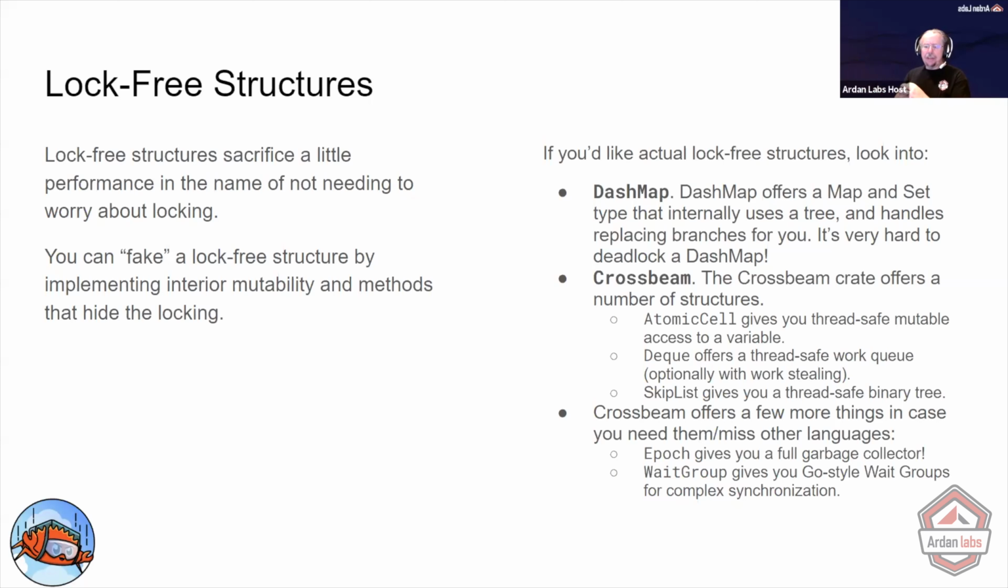The Crossbeam crate gives you pretty much all of the opt-outs that you might ever need if you are running into something really complicated. Obviously, I don't have time to write something hugely complicated in a 1-hour webinar, but AtomicCell gives you thread-safe mutable access to a variable. You just have to be careful with it. There's a thread-safe work queue, which is what Rayon uses for its work stealing system. There's a skip list, which gives you a whole binary tree that you can access concurrently between threads without needing to worry about locking. If you dig in deeper, you can emulate Go style wait groups. You can even use its epoch feature to add a full garbage collector to part of your program, if that's what you want to do.